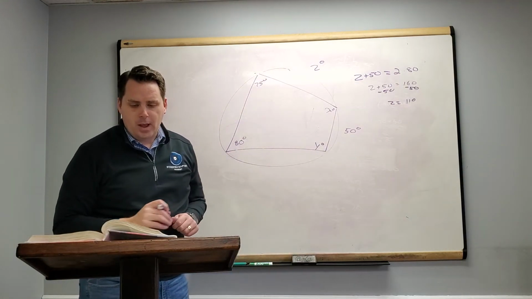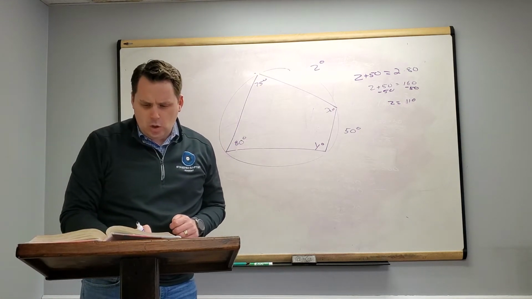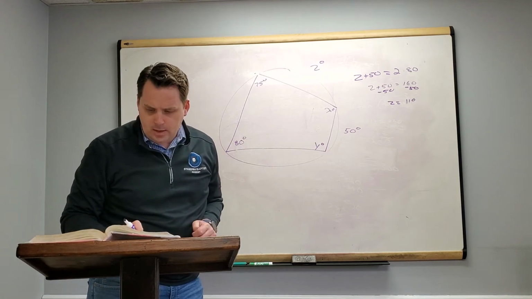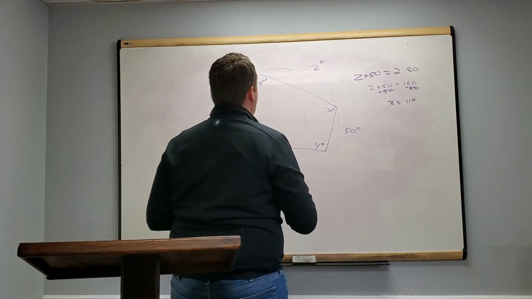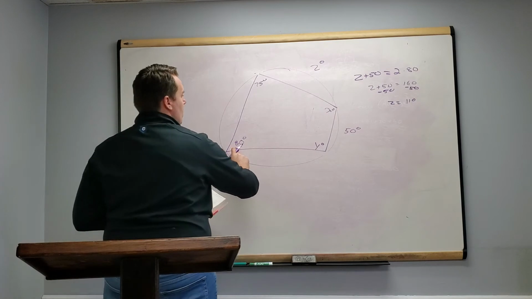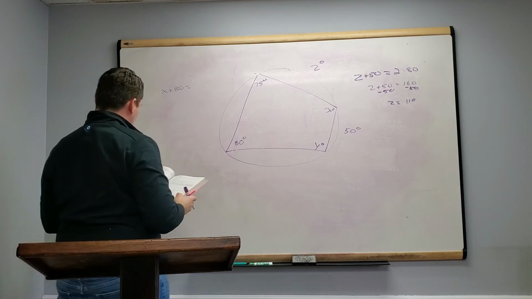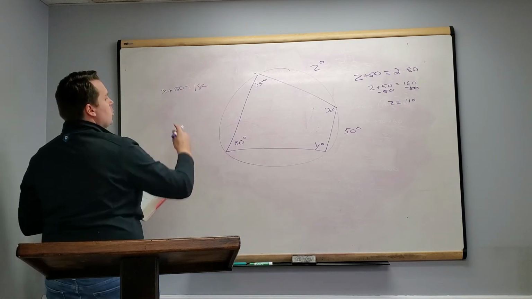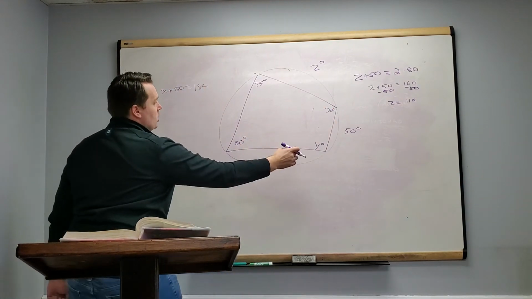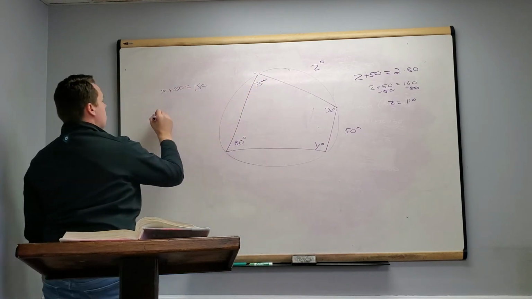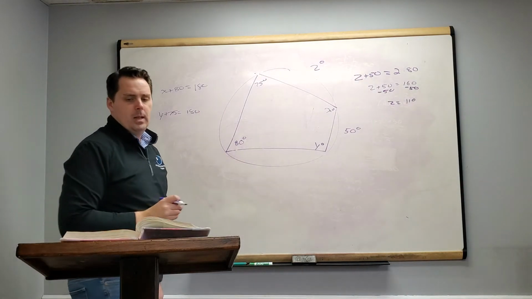Now that I know that, the next step is to figure out what x is. I use the opposite angle, here to here. X plus 80 equals 180 degrees. That's just a rule. I take this plus the opposite, and it equals 180. So also, y plus 75 equals 180. It's just a rule to remember. That's how they solve it.